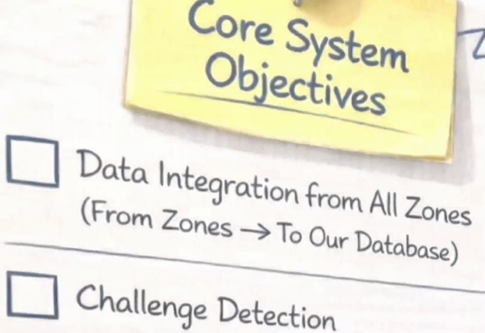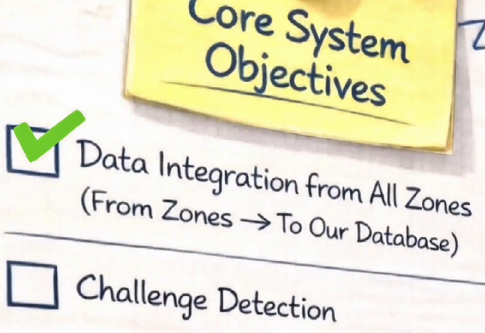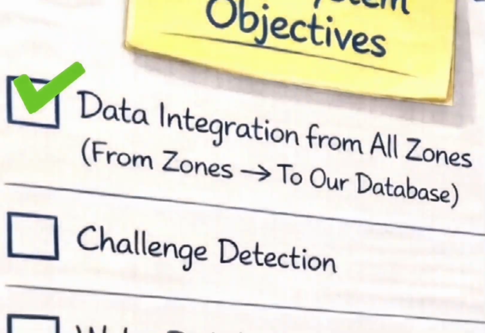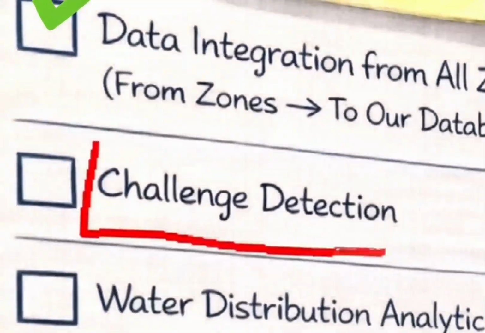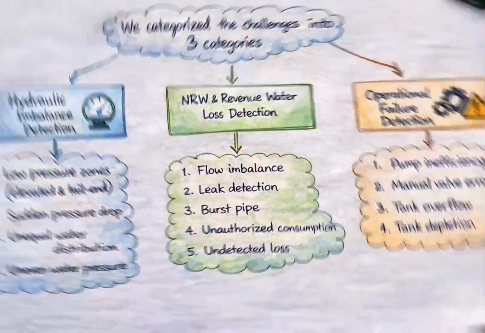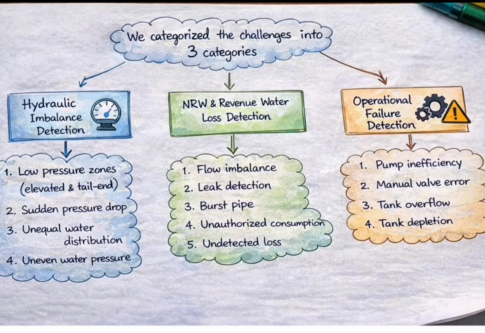Let us move to the second objective, challenge detection. Detecting challenges is not about observing failures after they occur. Let us now see how our system detects all the challenges across the network. Based on field observations and system analysis, we categorized Solapur's water distribution challenges into 3 major groups: hydraulic imbalance detection, NRW and revenue water loss detection, operational failure detection. Each category addresses specific issues within the distribution network.